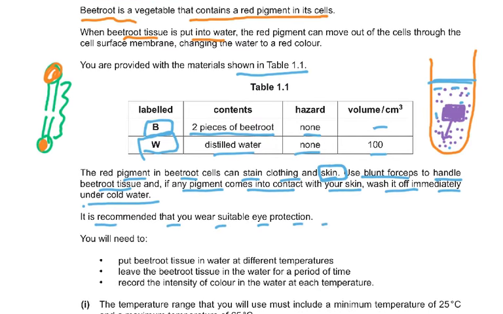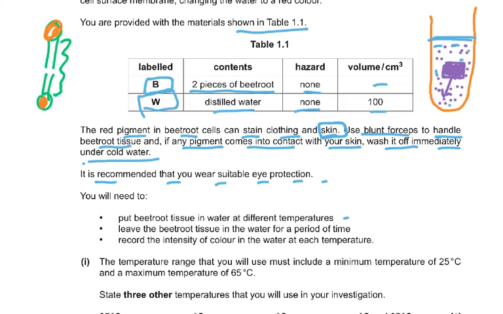You will need to put beetroot tissue in water at different temperatures. So we'll have to set up a water bath with different temperatures, and put the beetroot tissue in the different temperatures. Then you leave the beetroot tissue in the water for a period of time. The period of time might be specified as we read the question. And then we will record the intensity of the color in the water at each temperature.